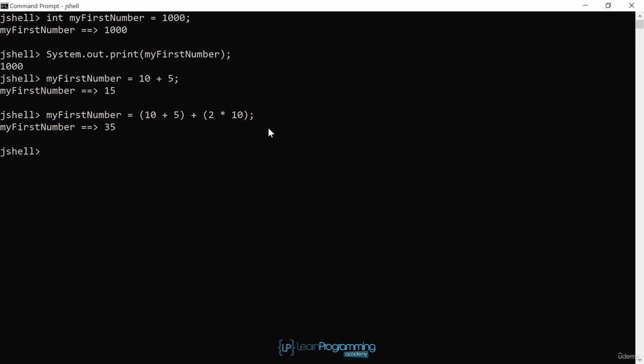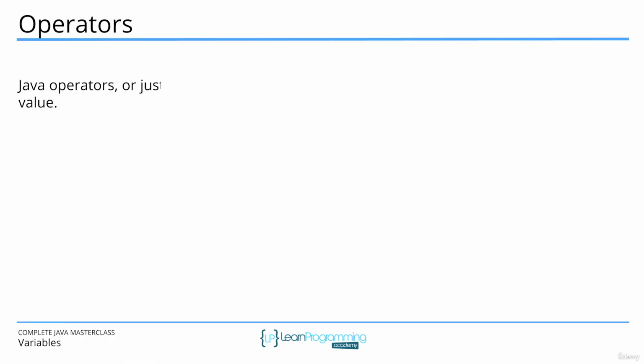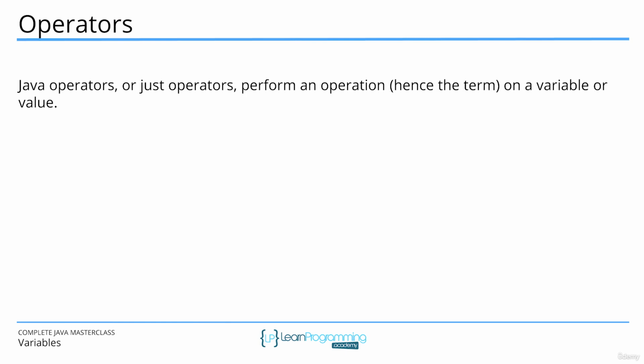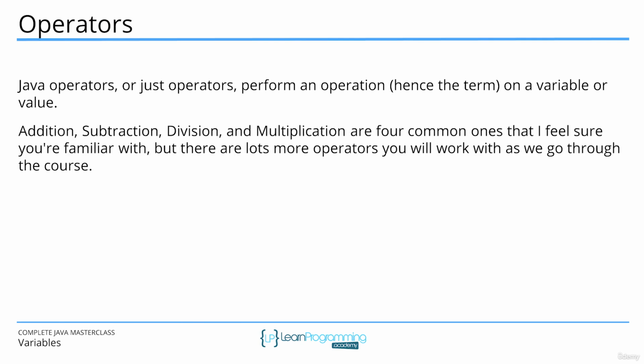So you saw that I introduced an operator there. In fact, we've got a couple of operators there. We've got the plus operator and the multiplication operator showing. Java operators, or just operators, perform an operation, hence the term, on a variable value. Addition, subtraction, division, and multiplication are 4 common ones that I feel sure you're familiar with, but there are lots more operators, and you'll be seeing those as we go through the course.